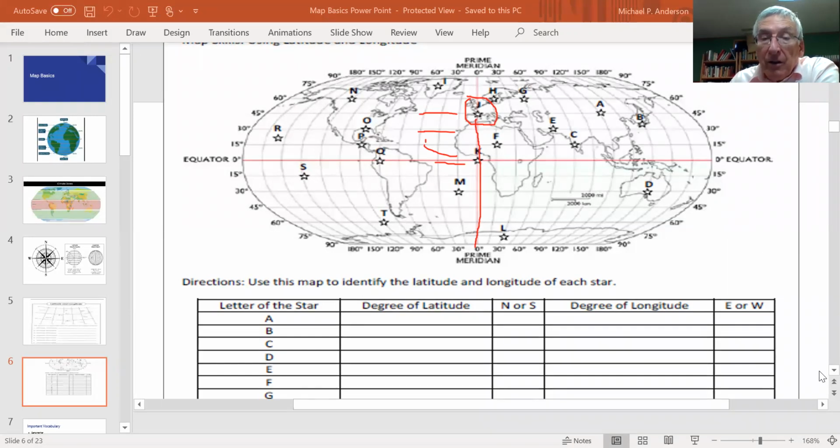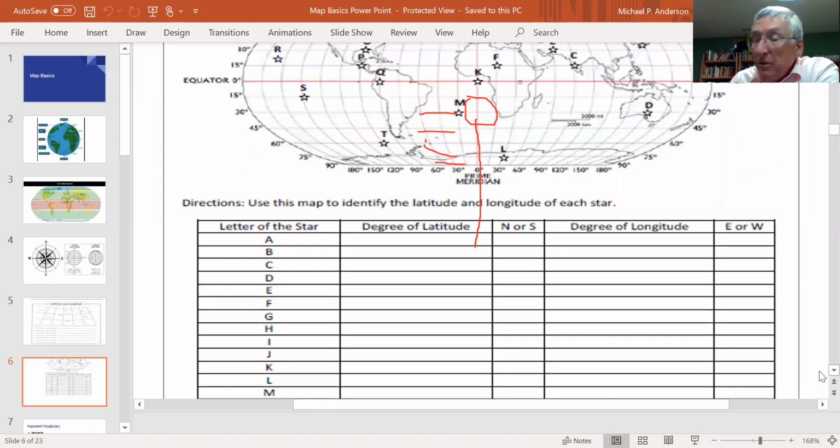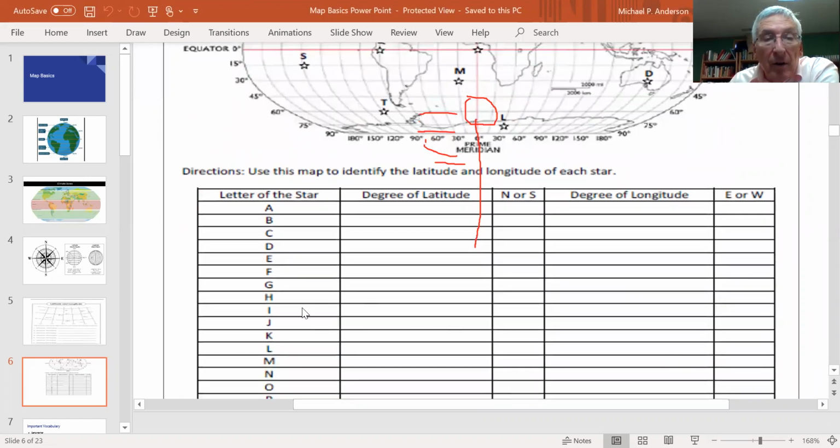So that's what you're going to put in the answers here. So let's scroll down to J. What did we say? It was 45 degrees north. So here's J, 45, north of the equator, 0 degrees longitude. And because it's right on the line, you don't have to put east or west, okay? So 45 degrees north latitude, 0 degrees longitude.